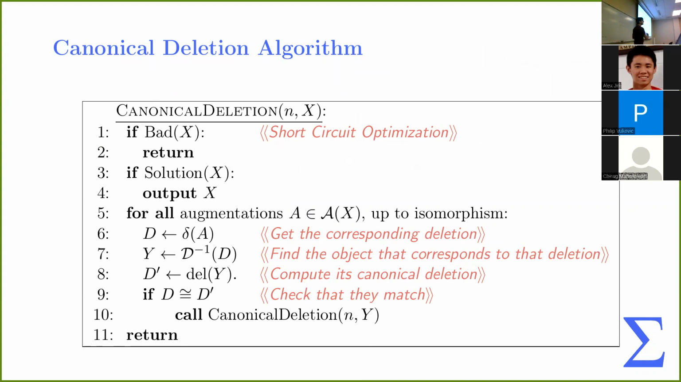And then for Y, we compute its canonical deletion. So we have to give it a labeling. That's a slow process, but it's not too bad. And then we have to figure out what its canonical deletion is. And if that deletion is the deletion that we just found, then and only then do we look at this object, right?